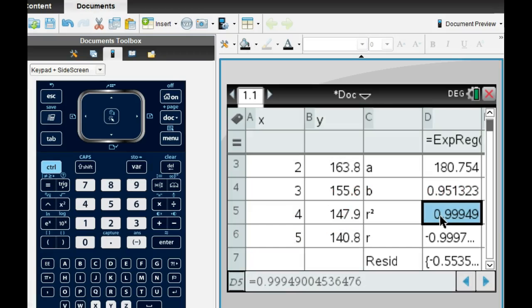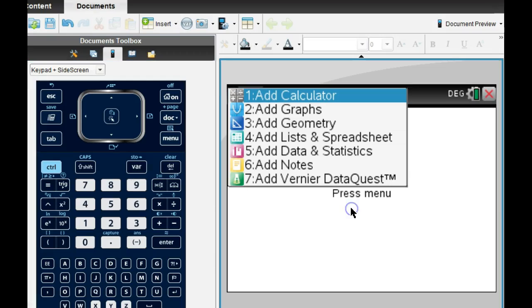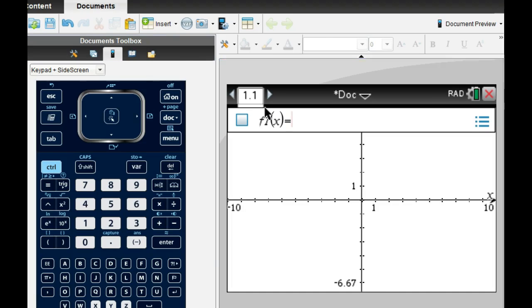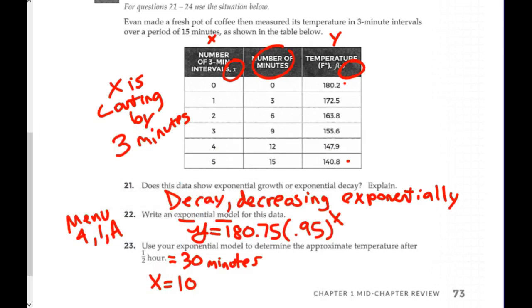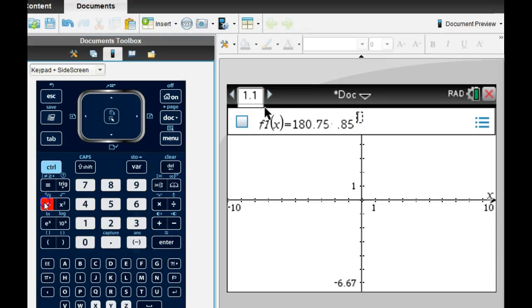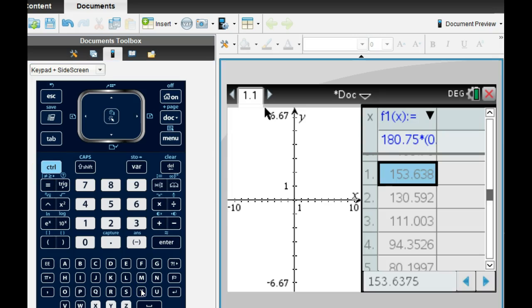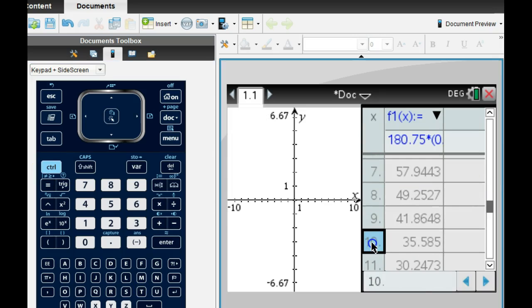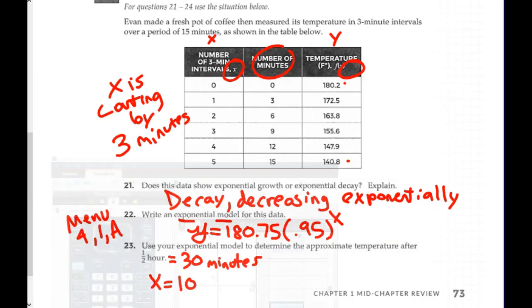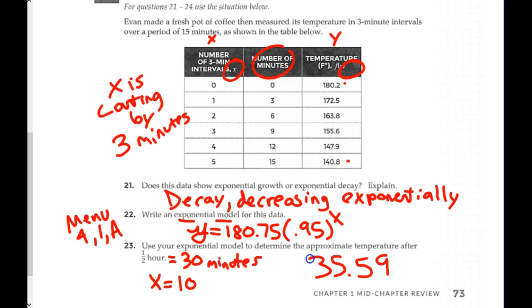So let's take that equation, and we're going to look for when x is 10. Let's go to graph and type this in: 180.75 times 0.95 to the power of x. Control T. And we're going to look at 10, which is half an hour. It's 35.59, and we're measuring temperature in degrees Fahrenheit.